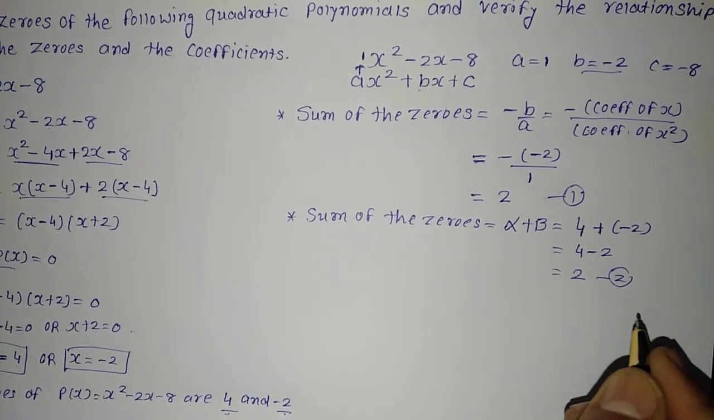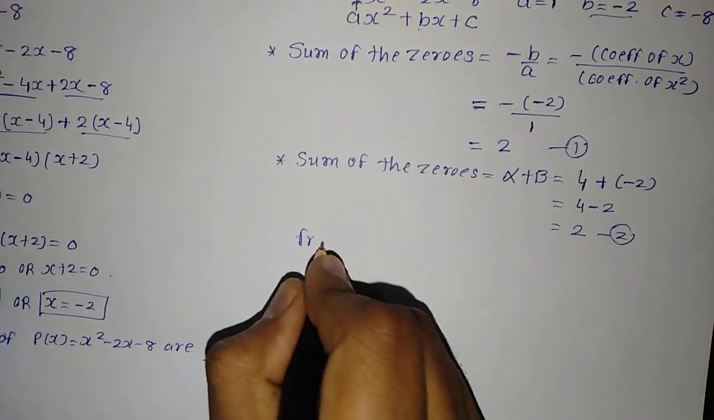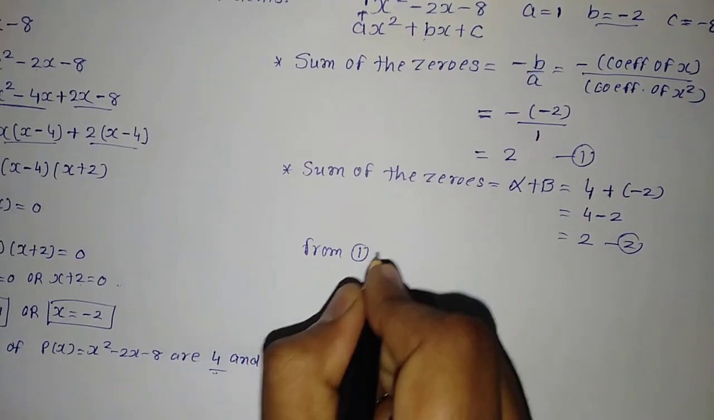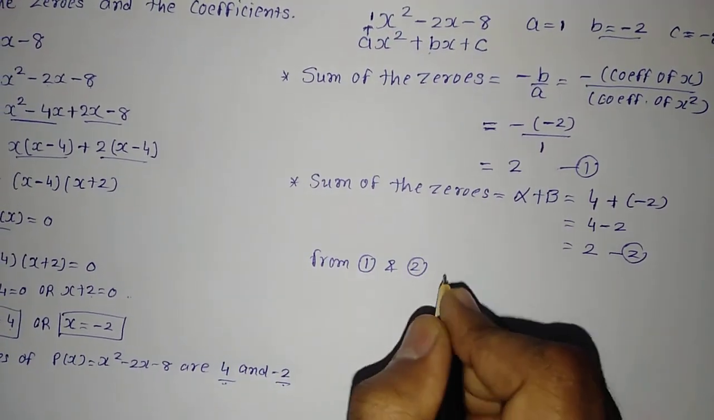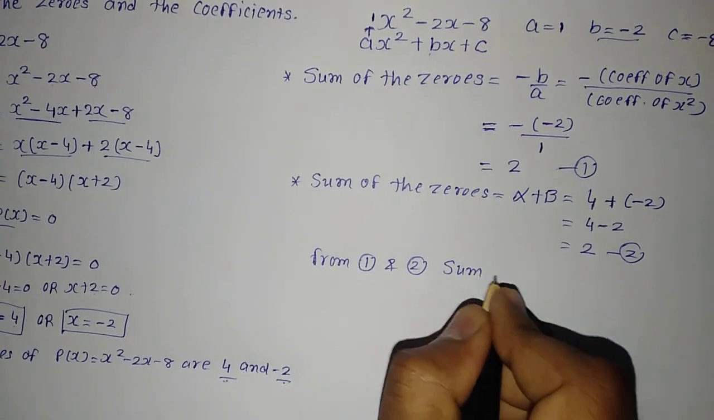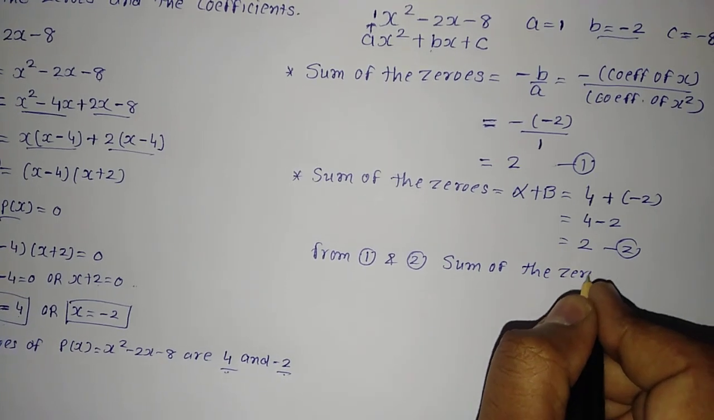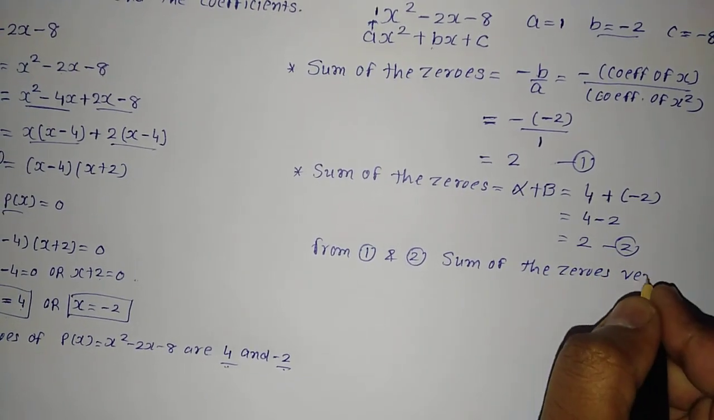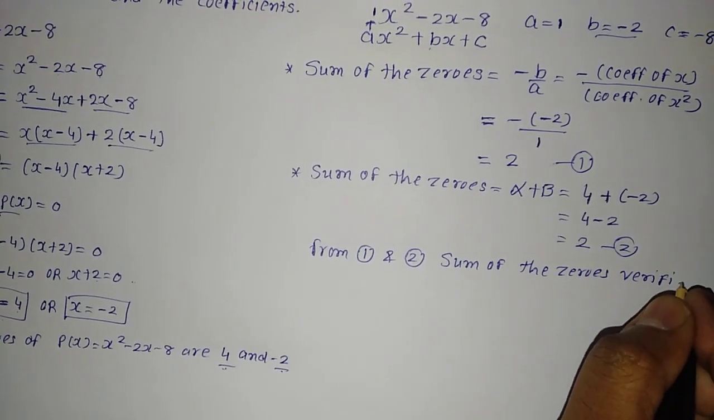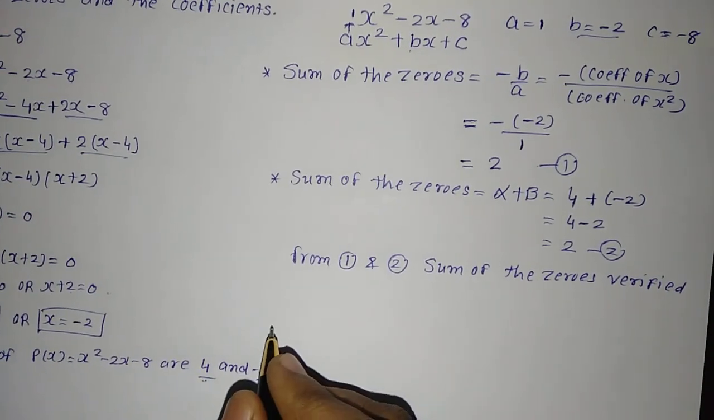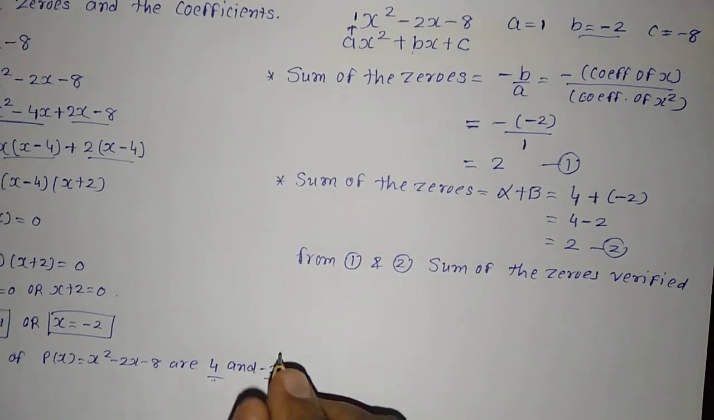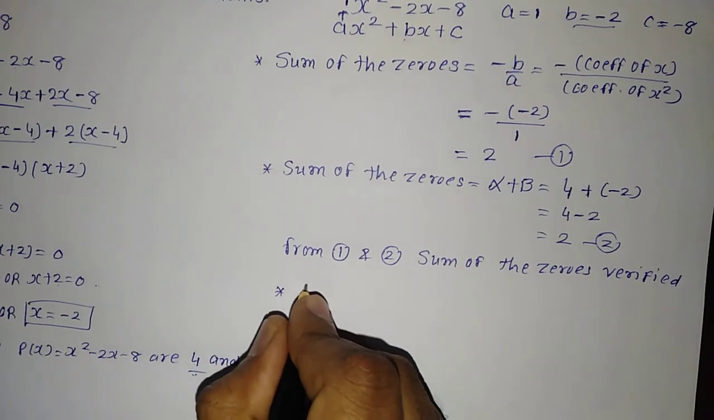Equation number 2. So I can say from equation 1 and 2, sum of the zeros verified. Now let us go for the other thing, that is the product of the zeros. Let us go for that.